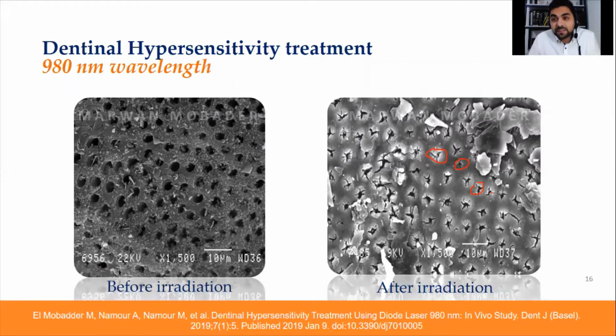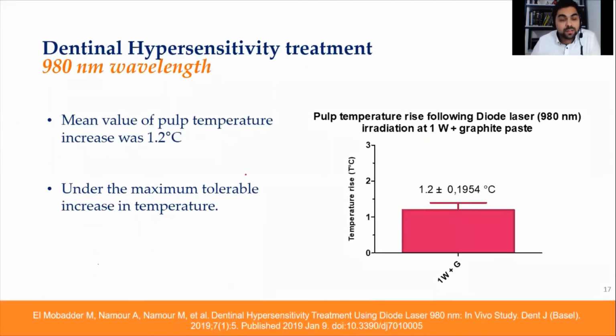So, as I've said, if you remember in the bleaching, the same concept. We don't want to have an increase in temperature that is greater than 3 degrees Celsius. This is the maximum that we can have. So we've added a thermoconductor and thermoreceptor inside the chamber of the pulp, and we did the exact same procedure, the exact same protocol, and we've checked the rise in temperature. We found that the mean value of pulp temperature increased.